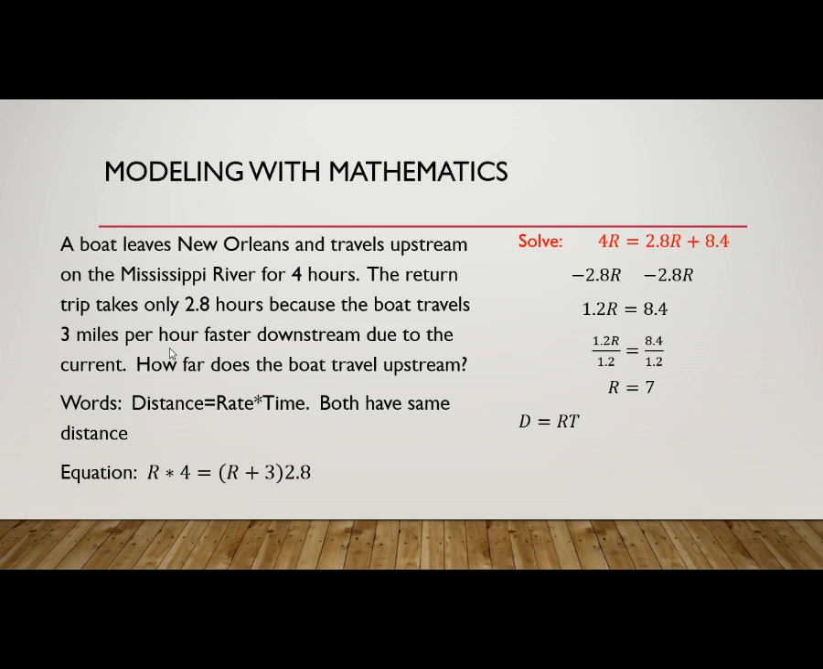So now we're going to use this rate. We know how fast the rate was, 7 miles per hour. Now we got to figure out the distance. So 7 miles per hour for 4 hours takes us 28 miles. The boat traveled 28 miles. And now we've got our final answer.